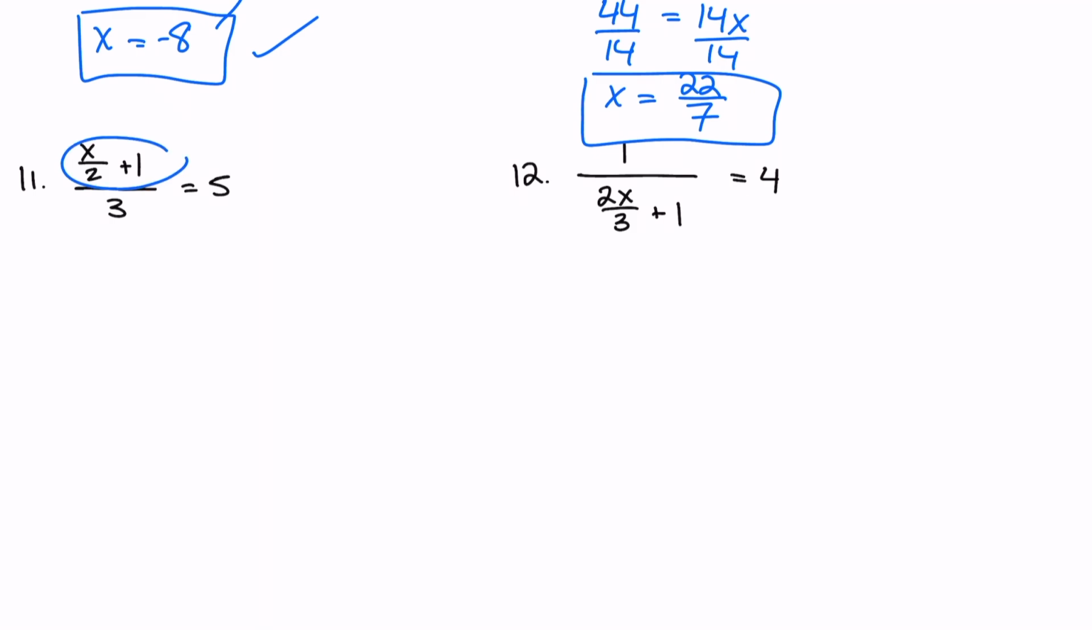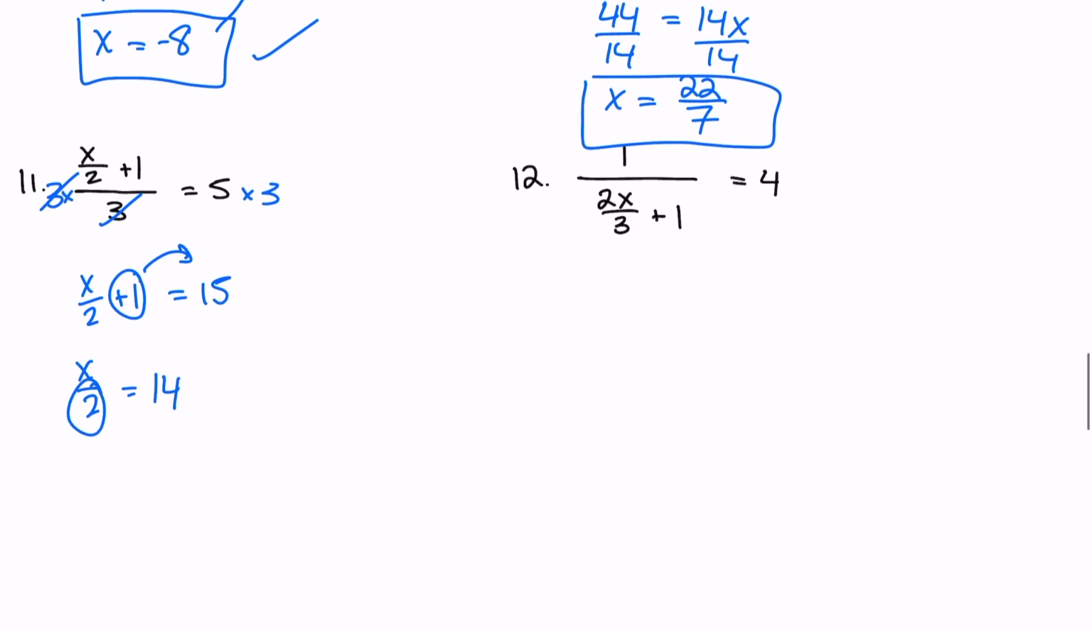So to isolate this numerator portion, I need to get rid of this dividing by 3. So to do that, I'm going to multiply by 3 on both sides. This would then cancel, and now I'm left with x over 2 plus 1 is equal to 15. I'm going to move this positive 1 over where it turns negative, and so I end up with 15 minus 1, which is 14. To get rid of this dividing by 2, I'm going to multiply by 2 on both sides, and so I end up with x is equal to 28.